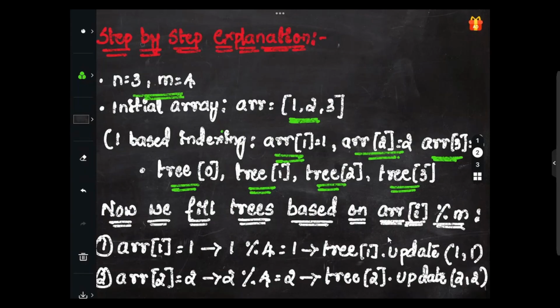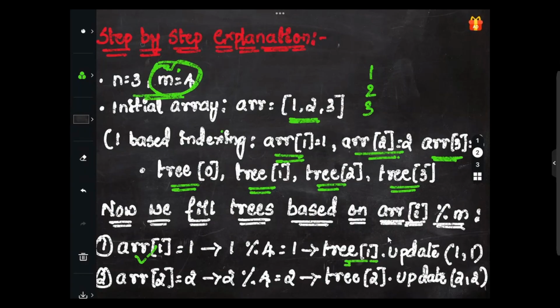Modulo m means array of I, where first we consider the value 1, second the value 2, and third the value 3. Here m is given as 4. In the question itself we go with array of I modulo m, so we fill the trace based on array of I modulo m. Array of 1 is 1, so we go with 1 modulo 4, which is equivalent to 1.